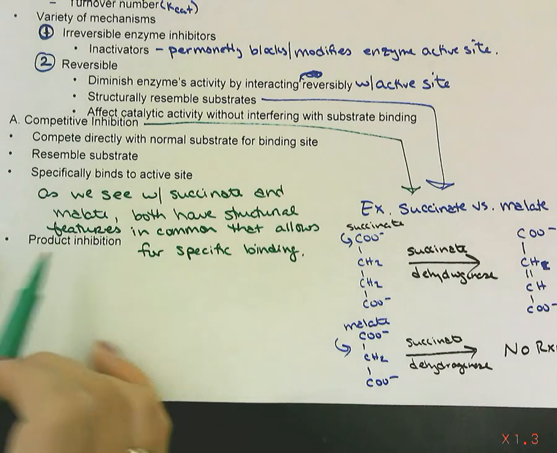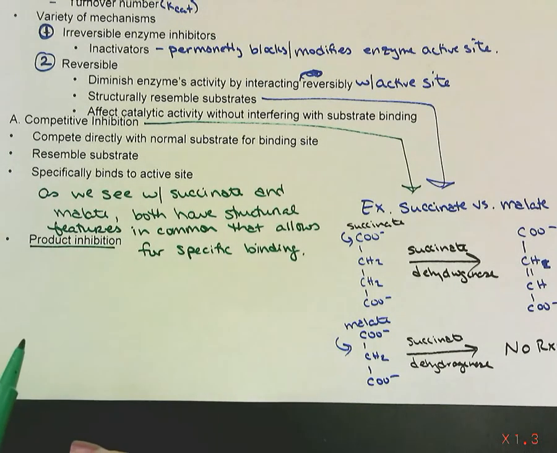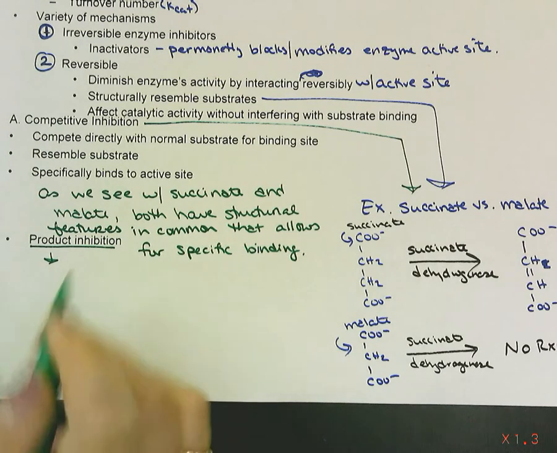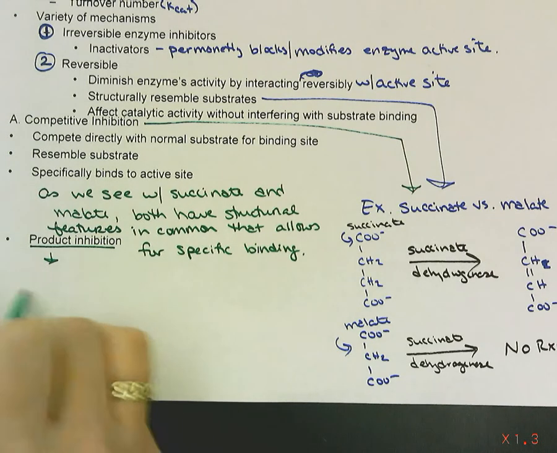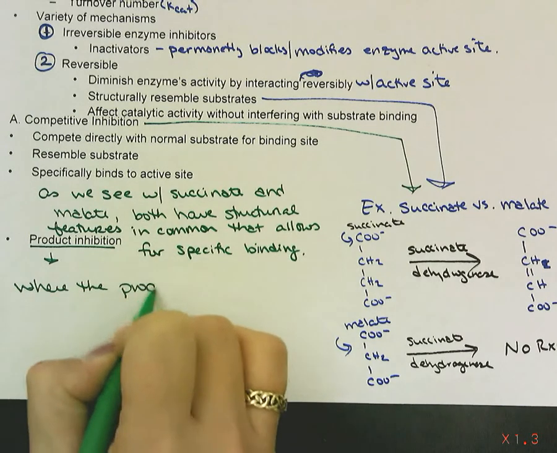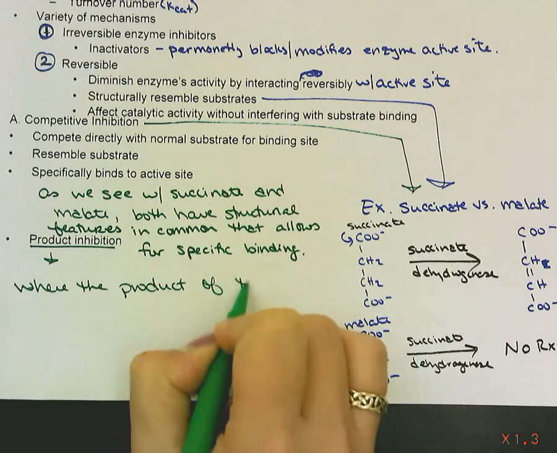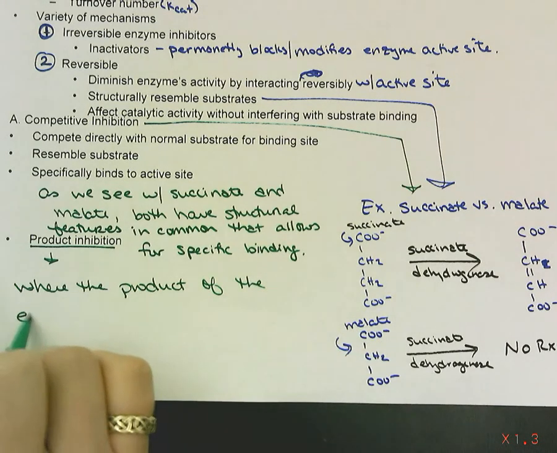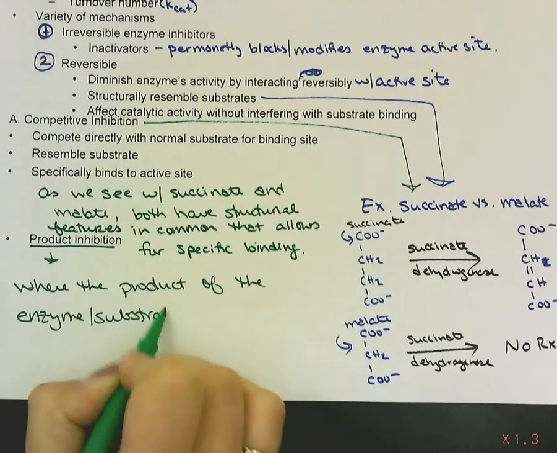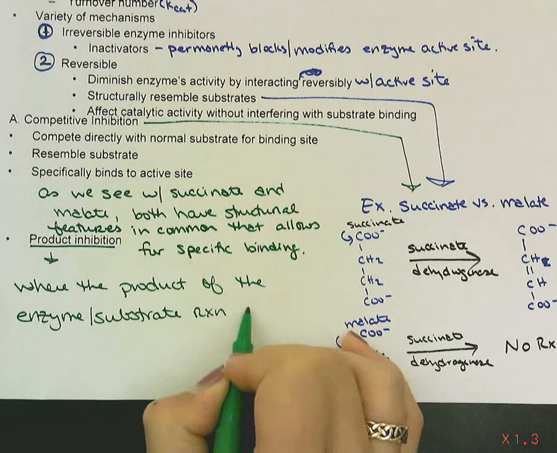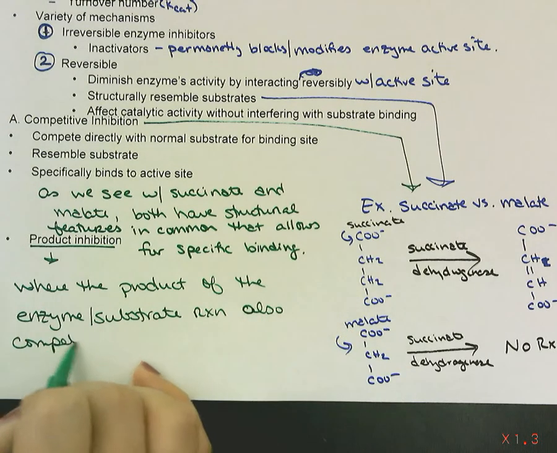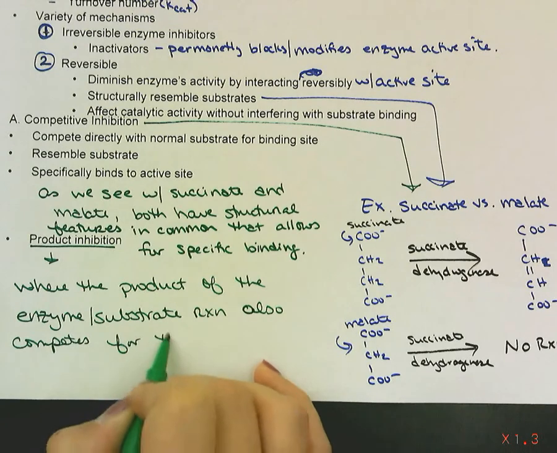We'll come back to product inhibition here in a little bit. So just as a definition, and then we'll discuss it more later. Product inhibition is where the product of the enzyme substrate reaction also competes for the enzyme active site.